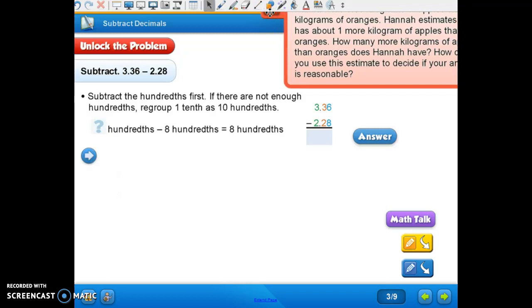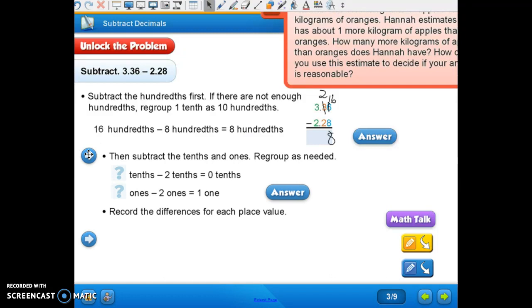Okay, subtract the hundredths first. If there are not enough hundredths, regroup 1 tenth as 10 hundredths. So we have 6 minus 8. Are there enough hundredths to subtract? No. So go over to your tenths. Cross out your 3. What does that become? 2. And then in our hundredths place, we get 16. So 16 minus 8 is 8. Okay? So 16 hundredths minus 8 hundredths equals 8 hundredths.